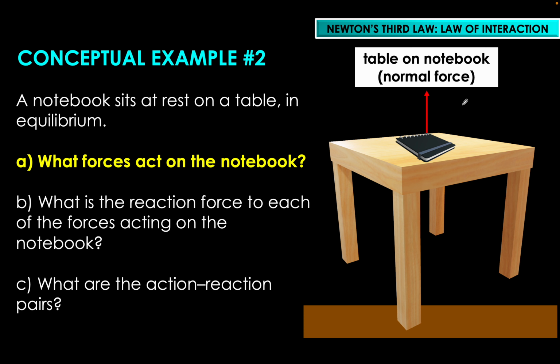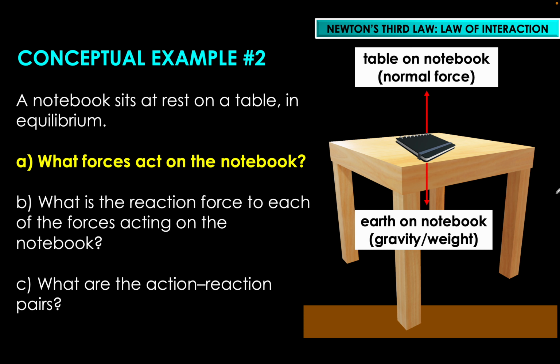So again, normal force happens when there is an object resting on a stable surface like this table. What happens is that because of the weight of the notebook, the table will exert a normal force against that notebook, keeping it stable and at rest. But apart from that contact force, which is normal force, we also have a non-contact force. Specifically, we have the gravitational pull of the Earth that it is exerting on the notebook. So that is the weight of the notebook, okay?